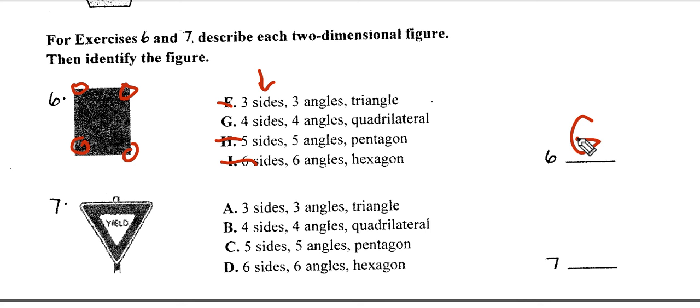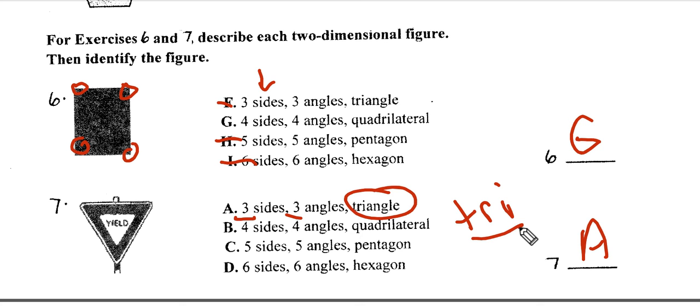Okay. What's its real name? Rectangle. Okay. And obviously number seven has three sides, three angles, and it's a triangle. So that would be A. And by the way, tri means three. Just so you know.